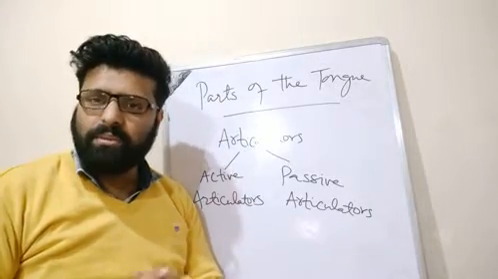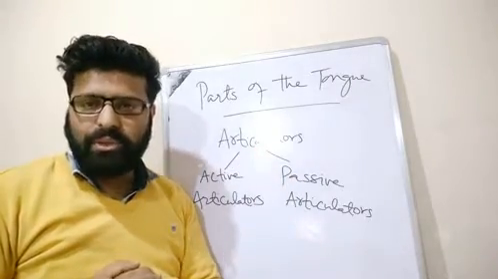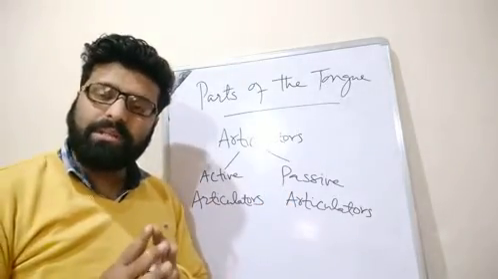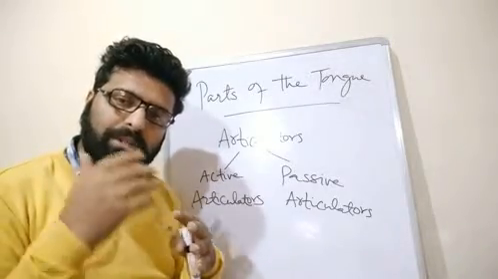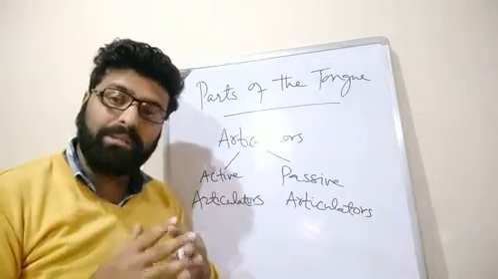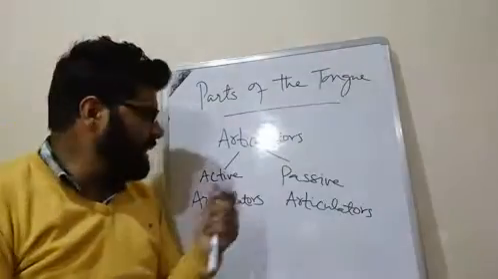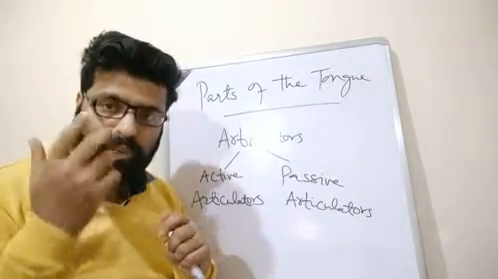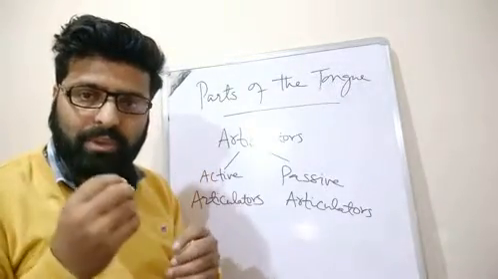In our last video we talked about the parts of the tongue and we also talked about articulators. I told you that there are two types of articulators, active articulators and passive articulators. Active articulators are those which are movable, which can move when a speech sound is produced. And passive articulators are those which cannot move, which are immovable. Or we can also say that active articulators are those parts of our mouth which can move when we produce a speech sound. And passive articulators are those parts of our mouth which cannot move when we produce a speech sound.